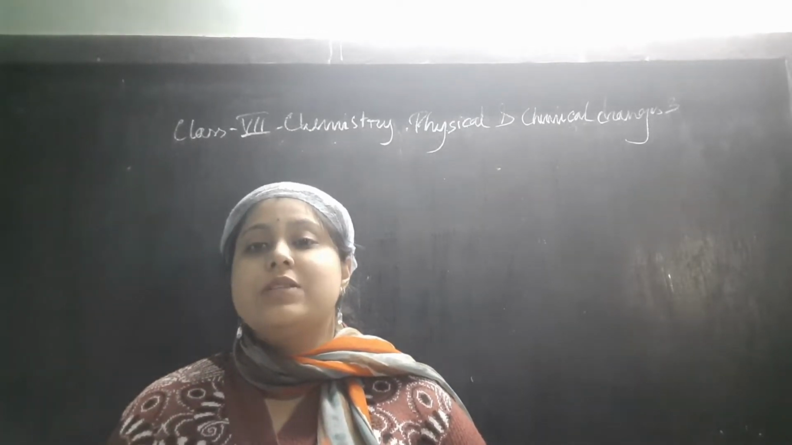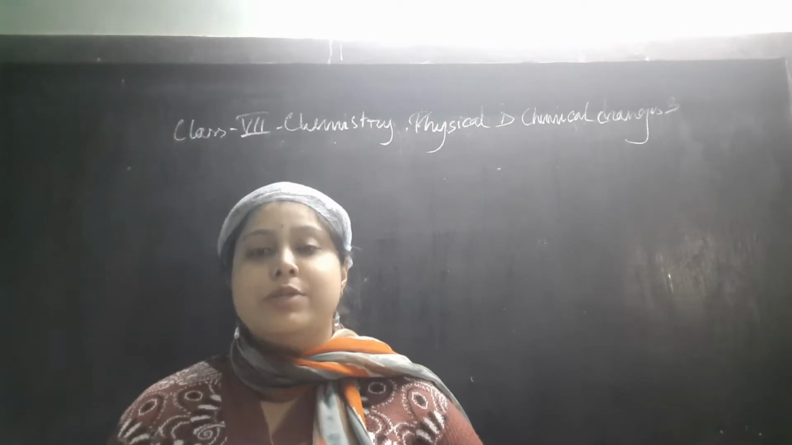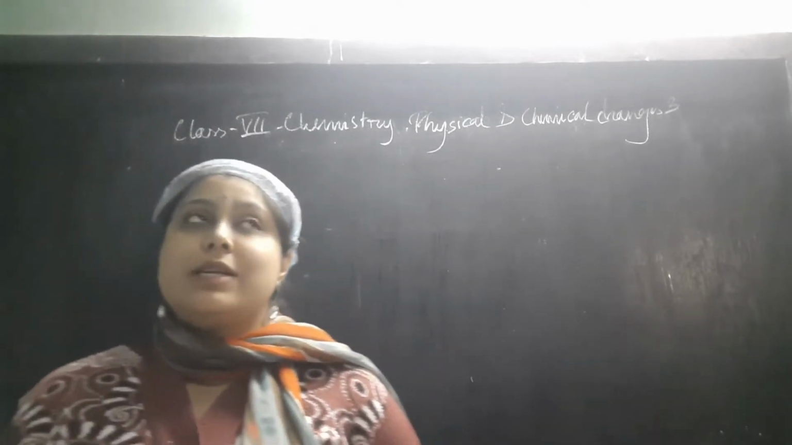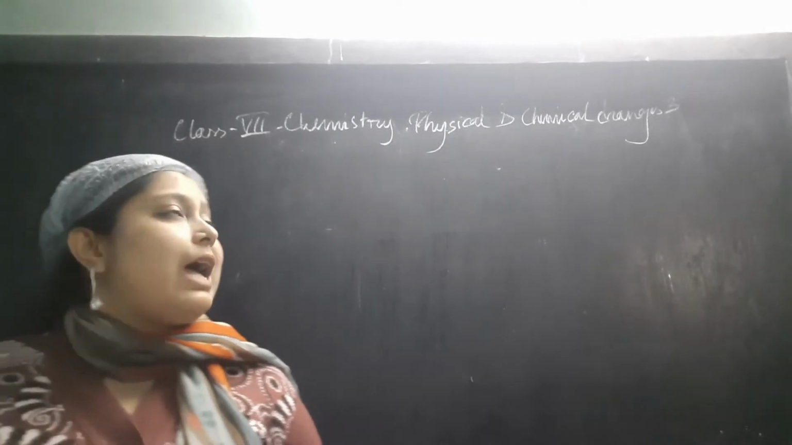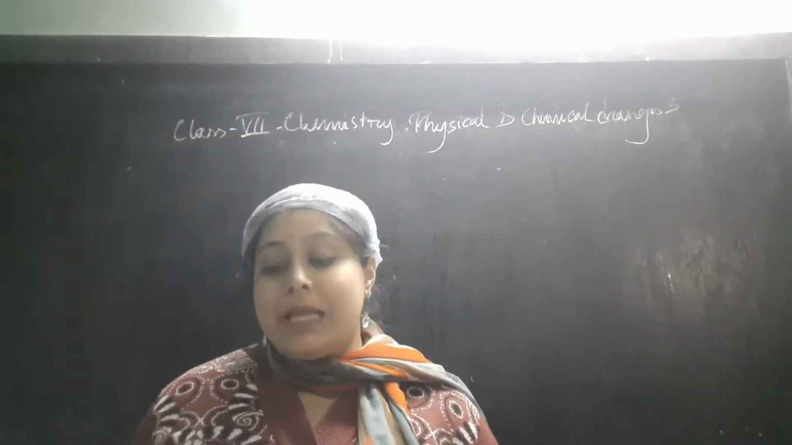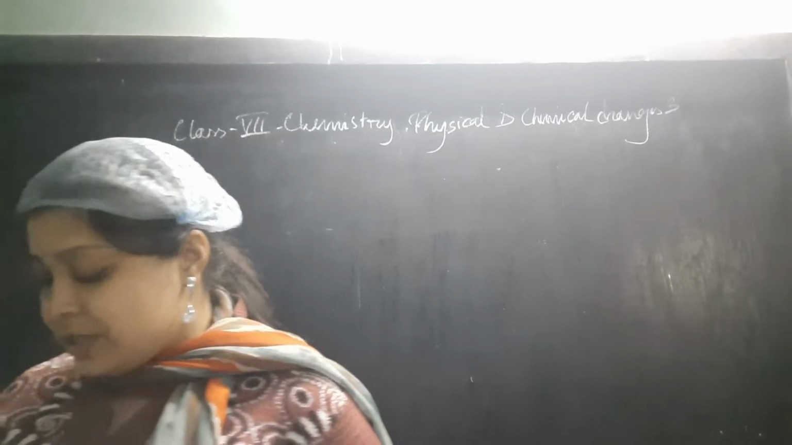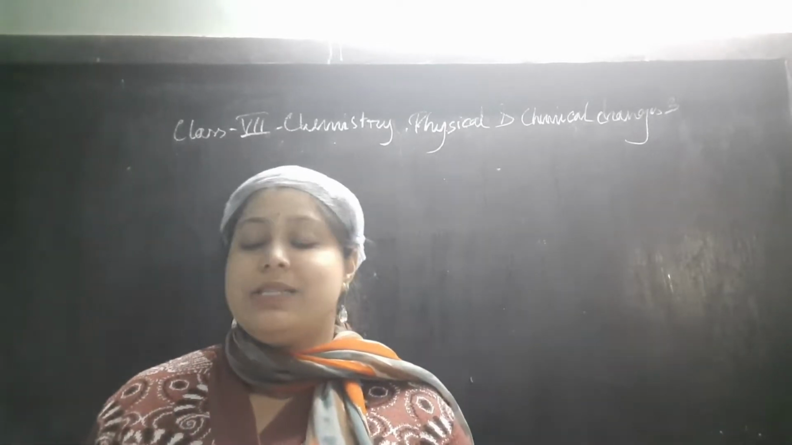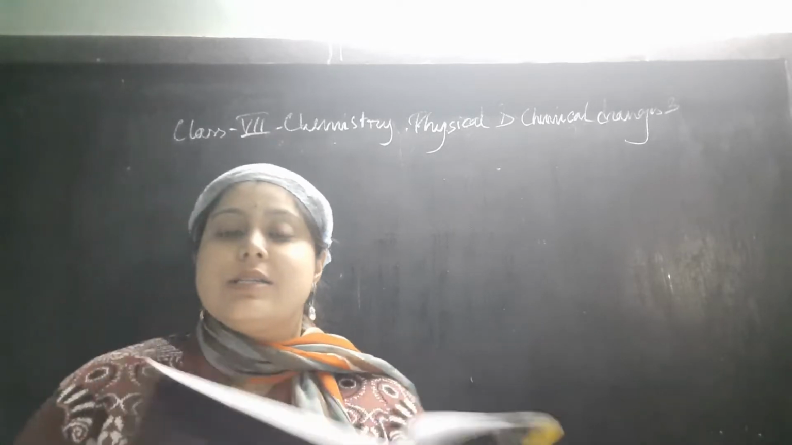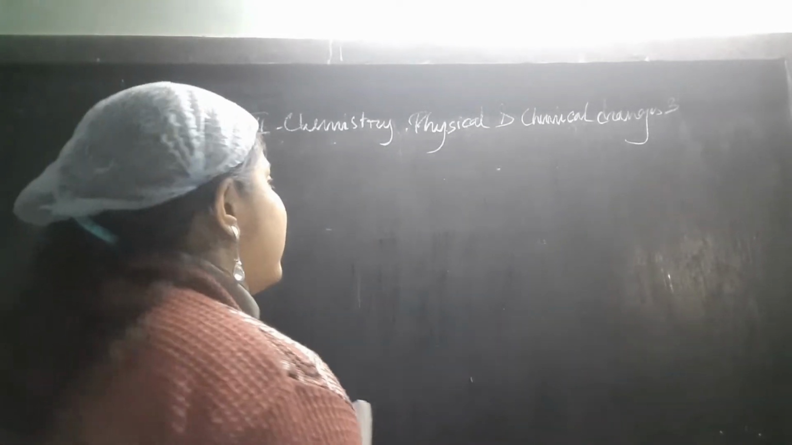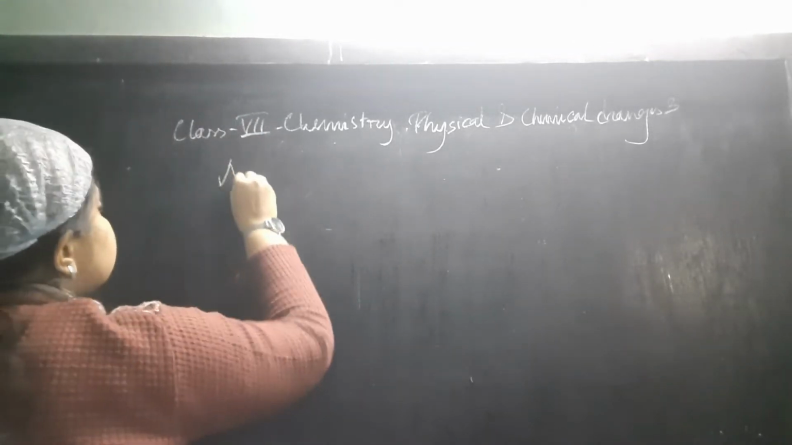This video is for class 7 chemistry, and the chapter that I will continue today is physical and chemical changes. In the previous video in this chapter we discussed a special kind of change, that is slow change and fast change. Today we will discuss natural and man-made changes first.